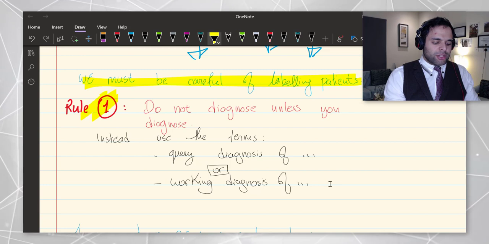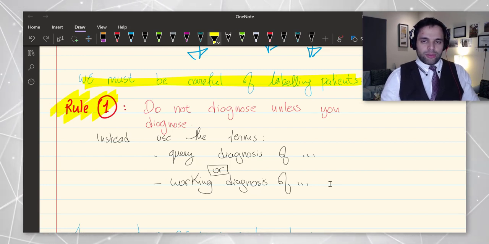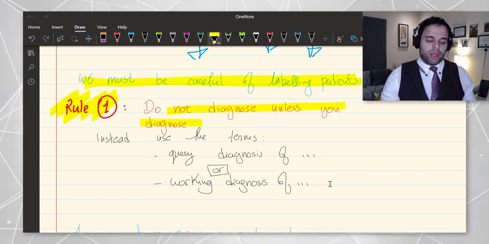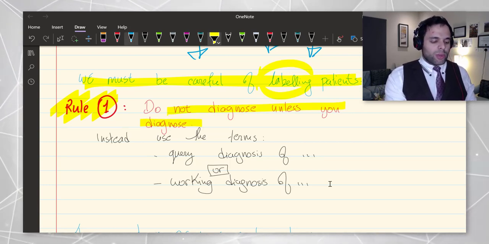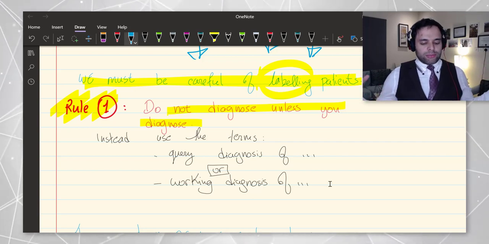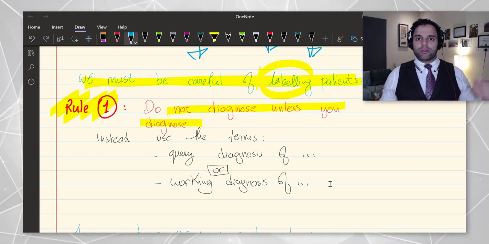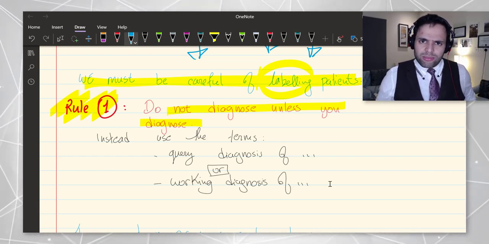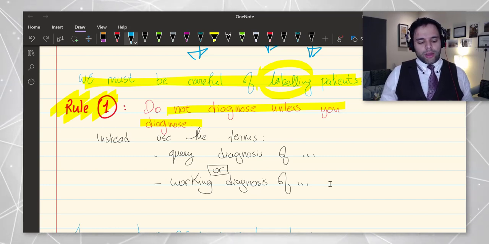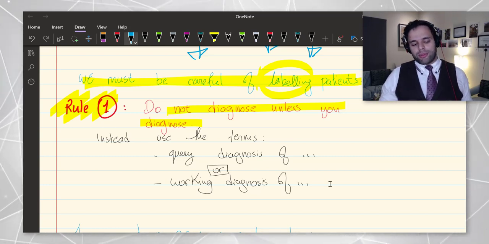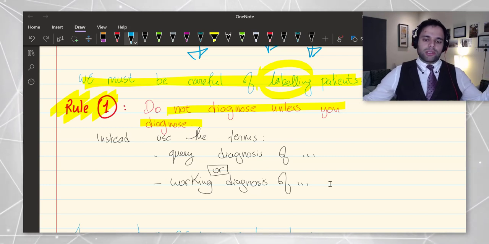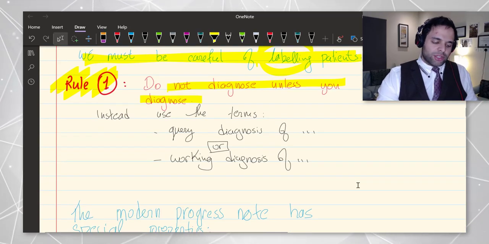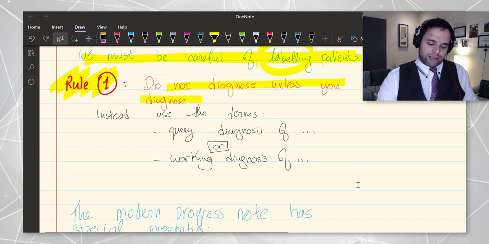The only rule that I'll mention in this video is rule 1. The first and most important is do not diagnose unless you diagnose. So don't throw labels. What that means is, instead of using the clinical term, as in "this is an enteropathy," even though that is a general term, try to put "query diagnosis of enteropathy for workup" or "working diagnosis of" whatever, and then mention what you need to do in general and detail that in the plan.